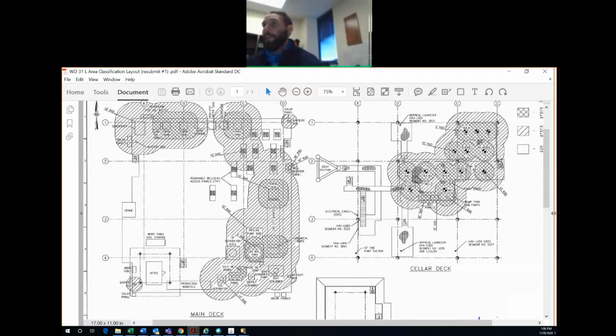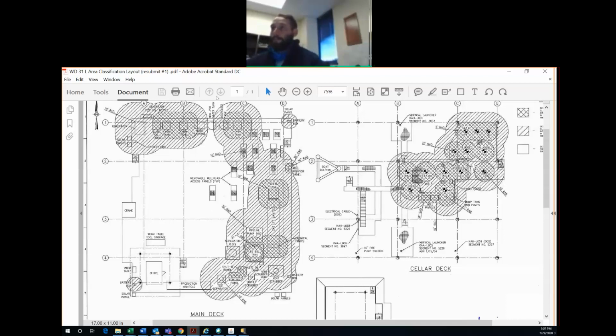And then you'll see an adjacent area, which just means the area next to a class 1 div 1 area is division 2. And you can kind of understand that as you move away from the source, the chances of you having an ignitable concentration of that hazardous gas decreases. So they call this a division 2 area. A division 2 area is by definition an area where gas is not normally present but can be. And that's a 10-foot radius from the point source of the vent on the chemical tank.